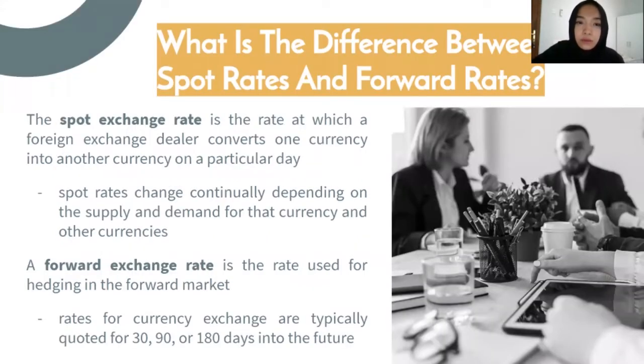So what is the difference between spot rates and forward rates? The spot exchange rate is the rate at which a foreign exchange dealer converts one currency into another currency on a particular day. Spot rates change continually depending on the supply and demand for the currency and other currencies. A forward exchange rate is the rate used for hedging in the forward market. Rates for currency exchange are typically quoted for 30, 90, and 180 days into the future.